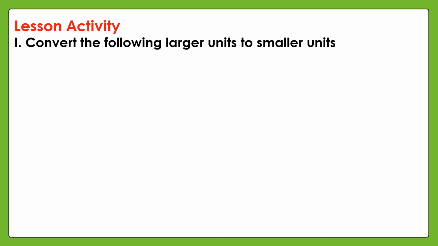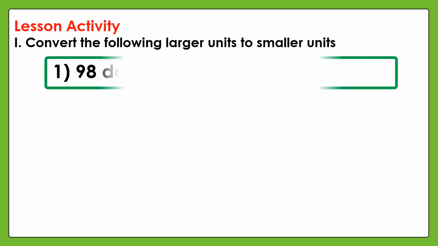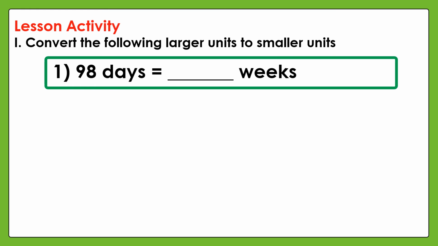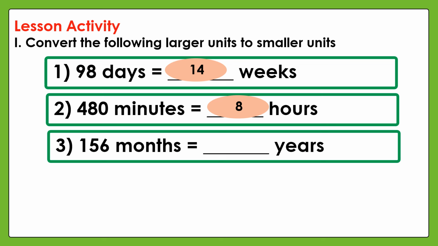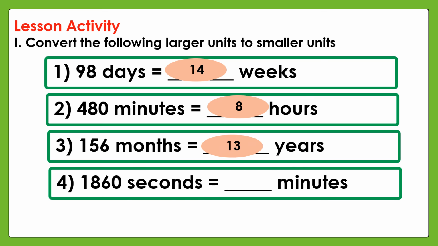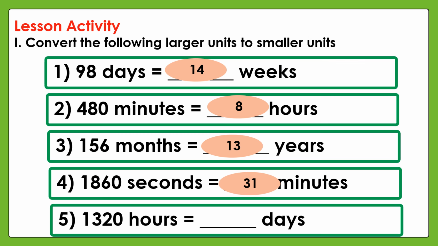Lesson activity. Convert the following larger units to smaller units. Number 1, 98 days is equal to 14 weeks. Number 2, 480 minutes is equal to 8 hours. Number 3, 156 months is equal to 13 years. Number 4, 1,860 seconds is equal to 31 minutes. Number 5, 1,320 hours is equal to 55 days.